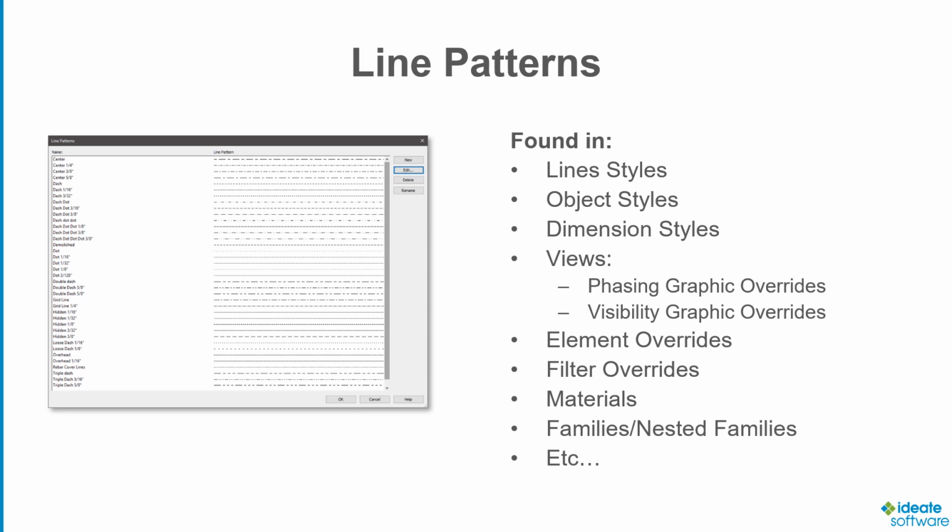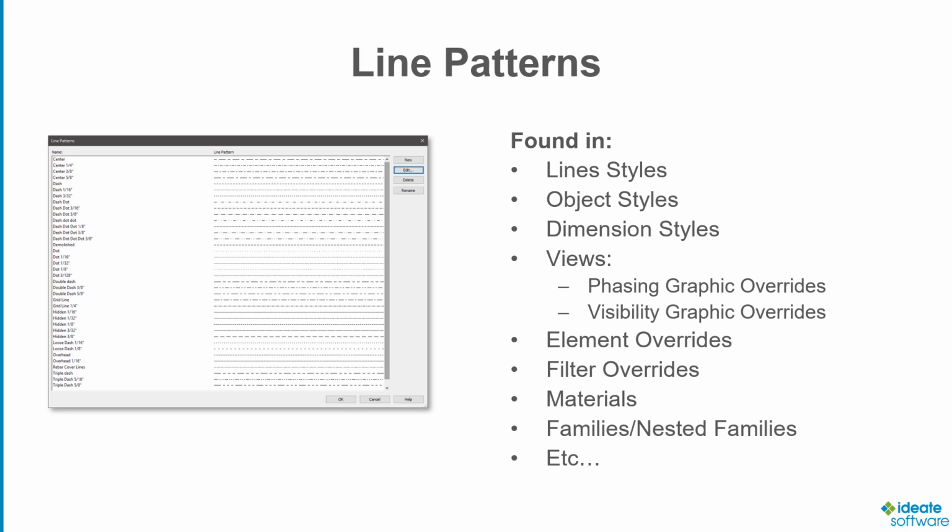This is kind of a long list of where line patterns can actually be found. When you start really digging into this thing, it actually exists in a lot of places, right? Number one is obviously the line styles, right? You make a line style which really consists of what? A line pattern and a line weight. That's really what a line style is, right? It's kind of like a layer, right? A layer has a name, it has a line type, it has a color, right? Same kind of idea when we talk about line styles.